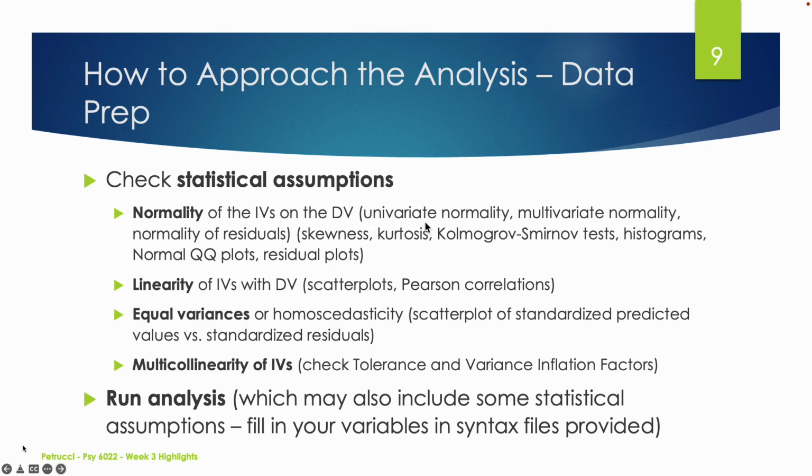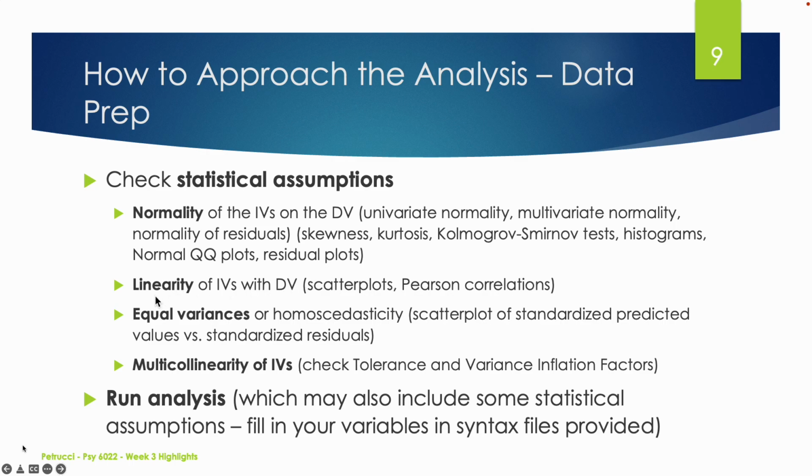Univariate normality just means one variable at a time. Multivariate normality is more difficult to assess. And typically we just accept multivariate normality if we have univariate normality across our IVs and our DV. There are more advanced ways to check for multivariate normality that we don't typically address in this class, but they're out there. We're also going to look at normality of residuals. That's really important. There are several tests that we looked at here that are all talked about in last week's material and touched on in last week's video.